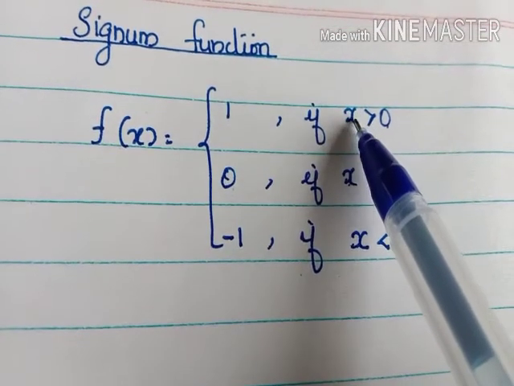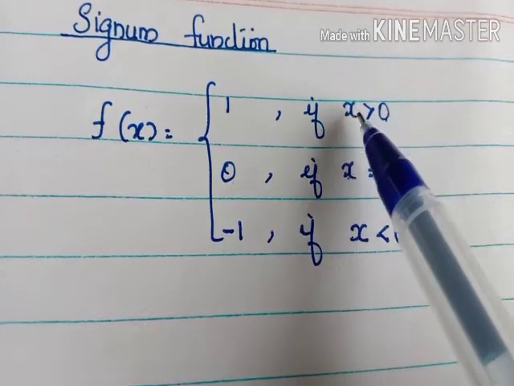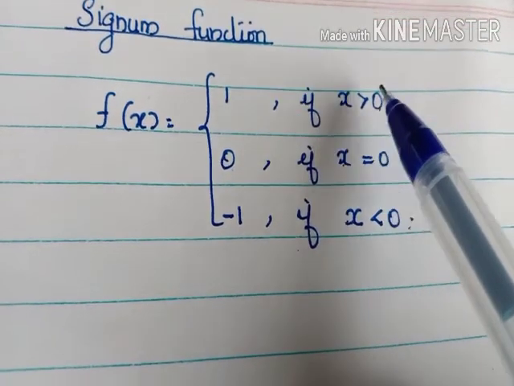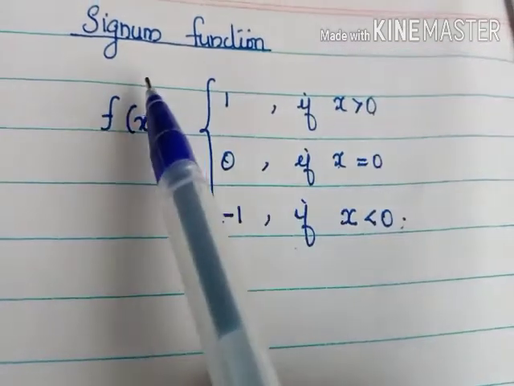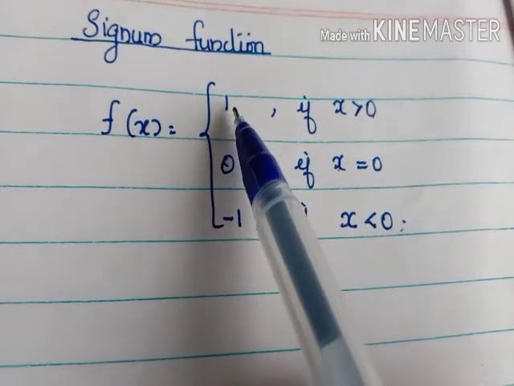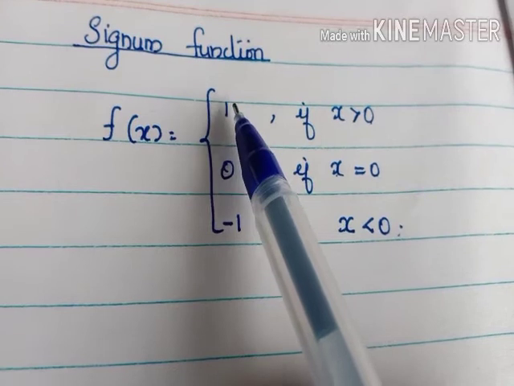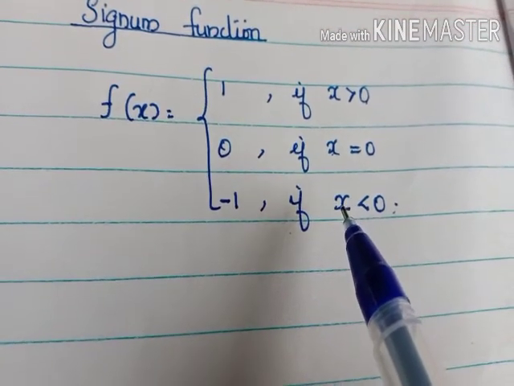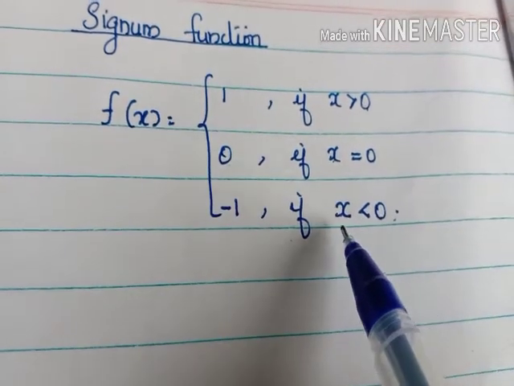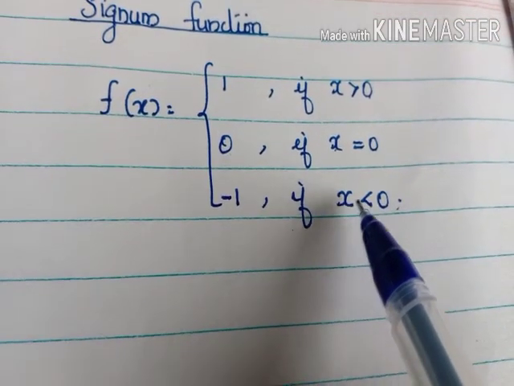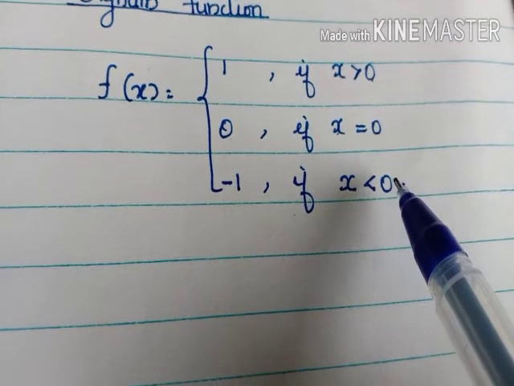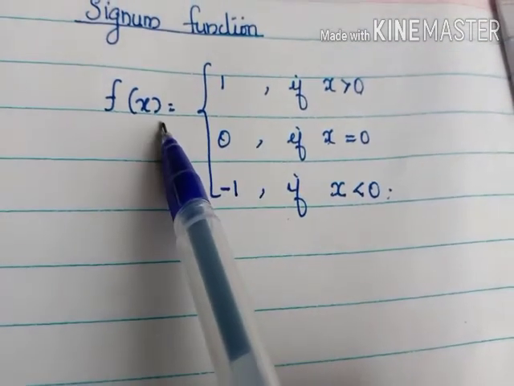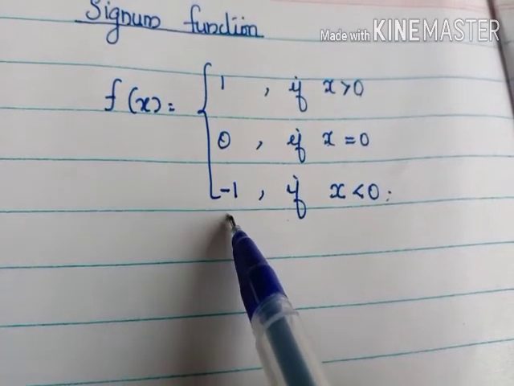If the value of x is greater than 0, meaning positive numbers, then for all positive numbers of x, the signum function value is defined as 1. F of x equal to 1. Now the third case is for x less than 0, meaning negative numbers. For all negative numbers, the signum function is defined as negative 1.